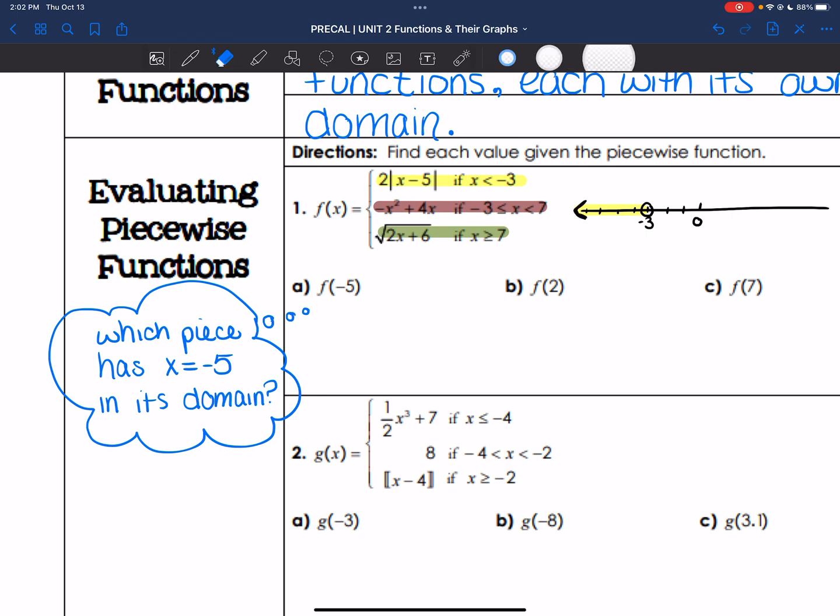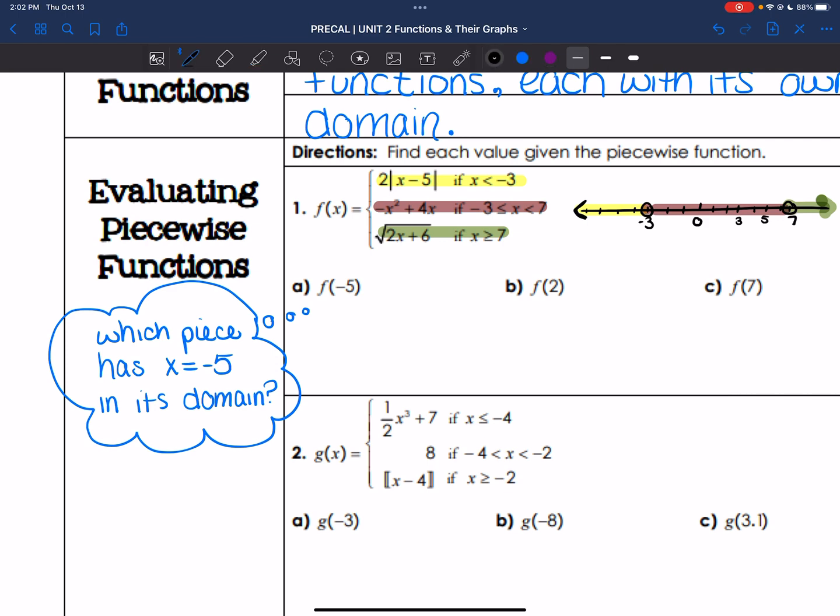Then the next portion is from -3 to 7. There's 3, 5, and there's 7. So this next portion here is x values between -3 and 7. It includes the -3, and then we have this open circle at 7. And last but not least, that green section is everything after 7. X values greater than or equal to 7.